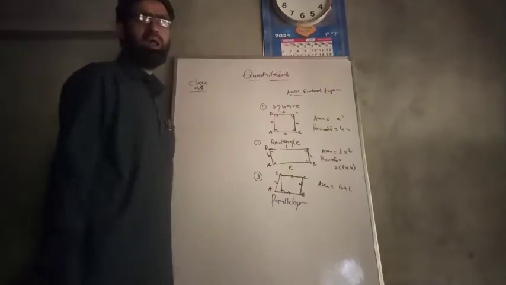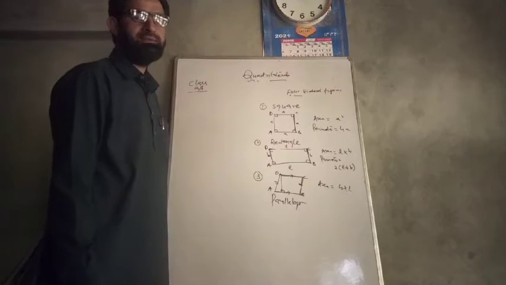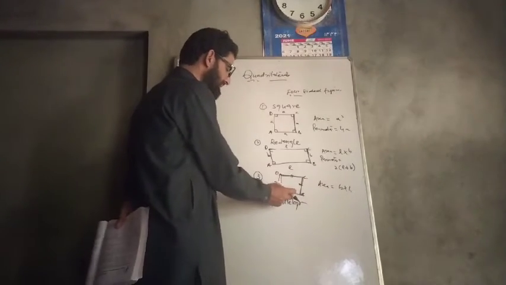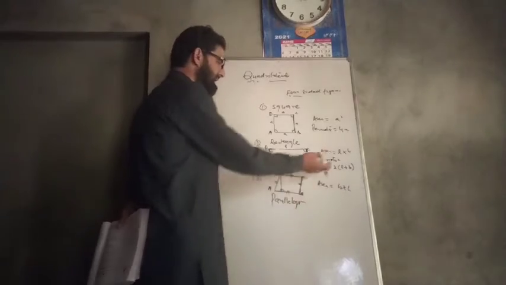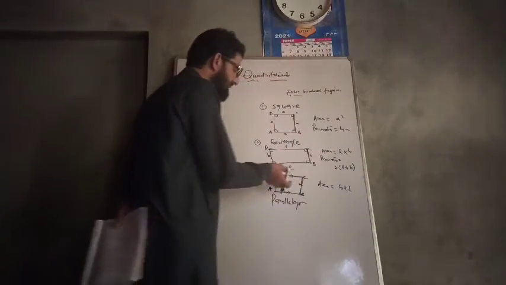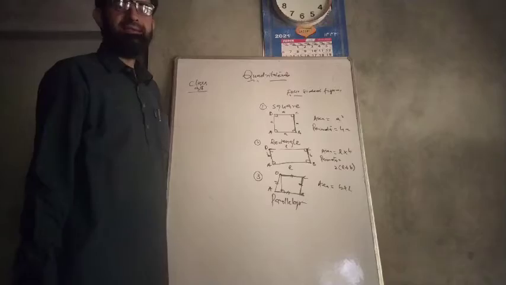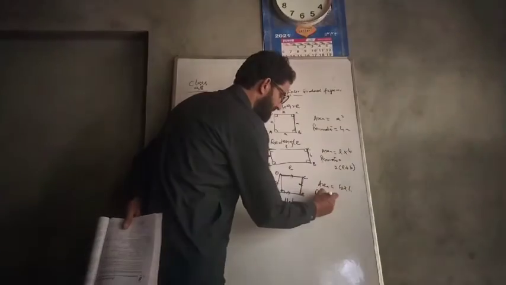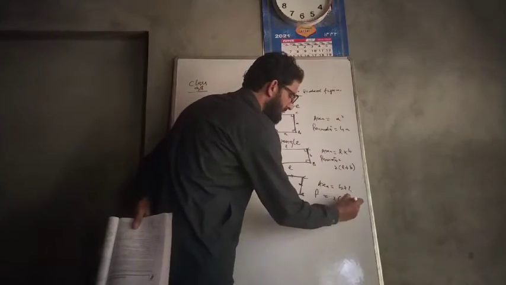And perimeter, you know, it is the sum of all sides. Sum of all sides, twice AB plus twice DC, that's like this, 2 into L plus B, because it has also opposite sides equal. So its perimeter is given by 2 into L plus B.